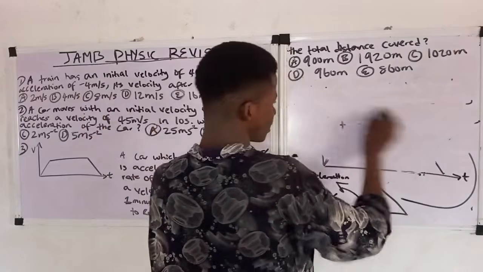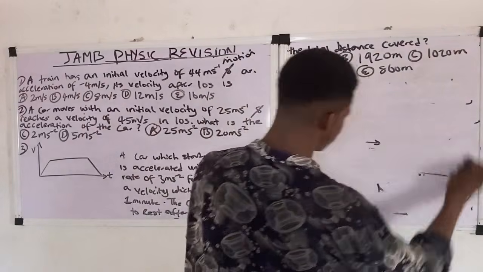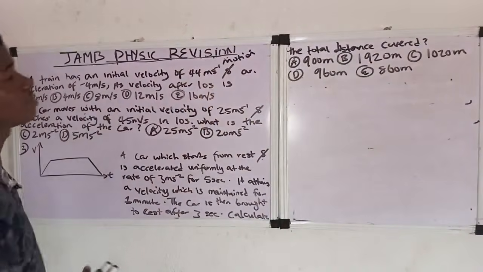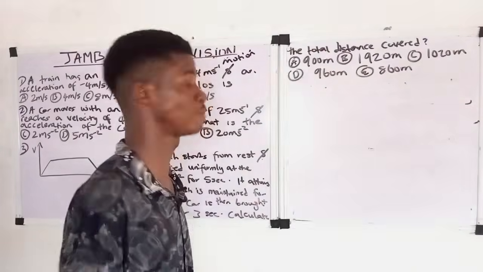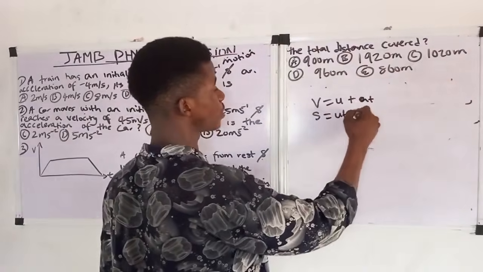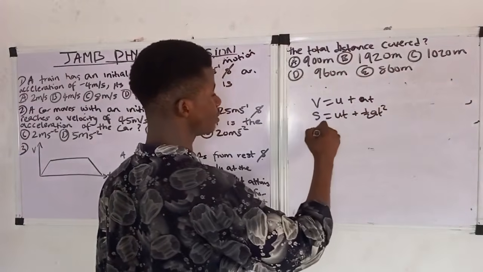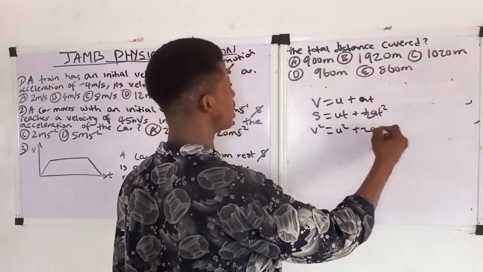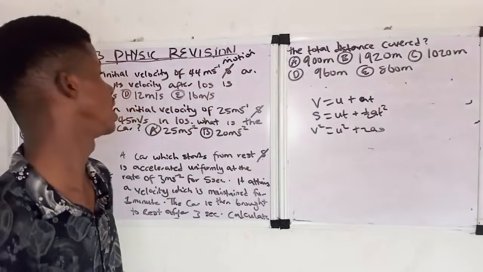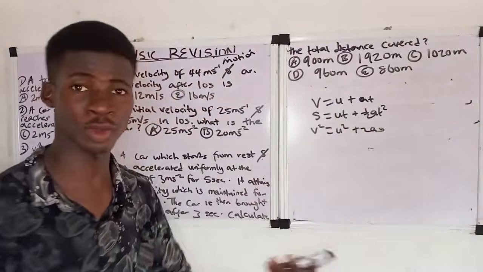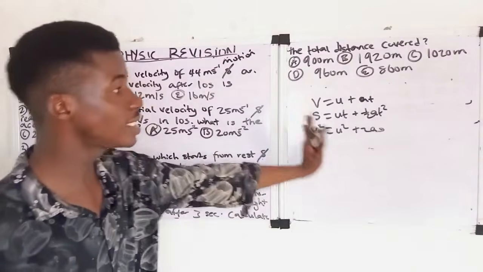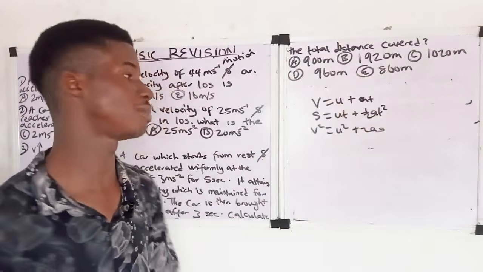Let's do question one first. This is very important. Remember, under linear motion there are three equations of linear motion: v equals u plus at, s equals ut plus half at squared, and v squared equals u squared plus 2as. So make sure you know these formulas, because they will definitely ask questions from linear motion. These are the three equations of linear motion.